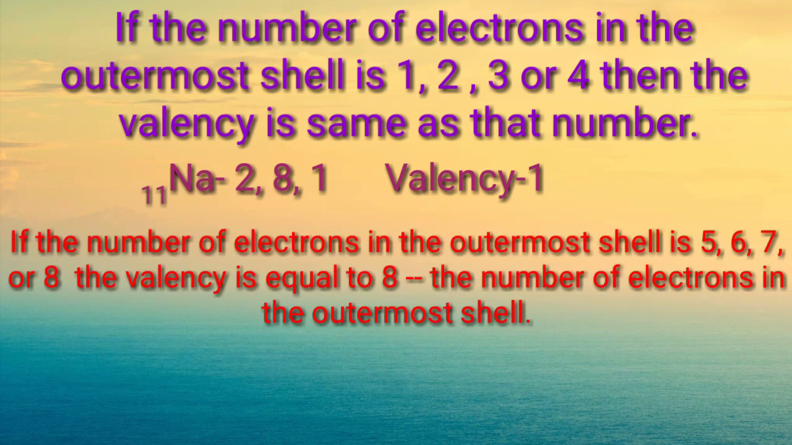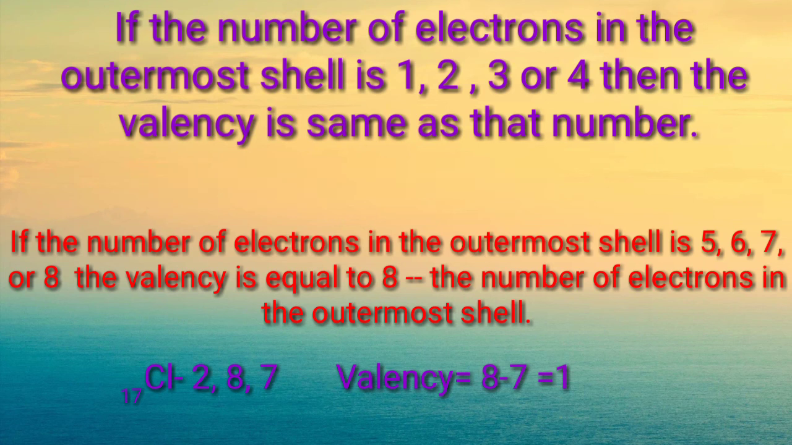If the number of electrons in the outermost shell is 5, 6, 7 or 8, the valency is equal to 8 minus the number of electrons in the outermost shell. For example, chlorine, electronic configuration 2, 8, 7. The number of electrons in the outermost shell is 7. Hence, valency is equal to 8 minus 7. That is equal to 1.